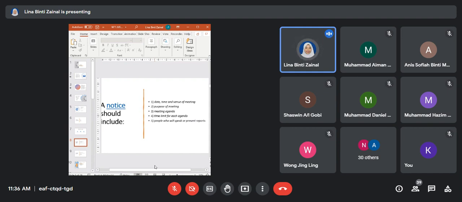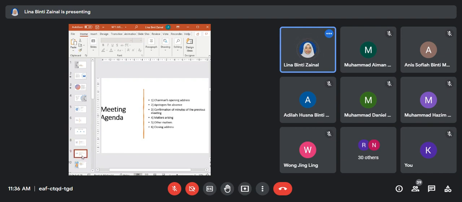Normally when they write down the agenda, okay, items that are going to be discussed in the meeting, they will highlight. Okay, in the notice it will highlight siapa yang akan bercakap, who will be talking about that particular item. Okay, whether the chairperson, whether the secretary, whether one of the committee members. So it needs to be mentioned in the notice.